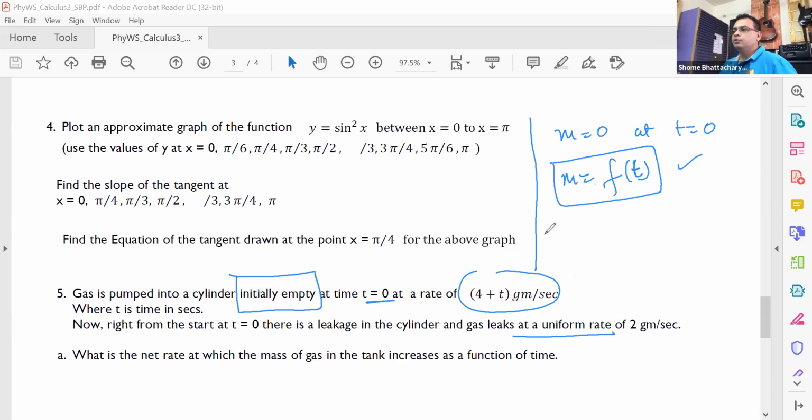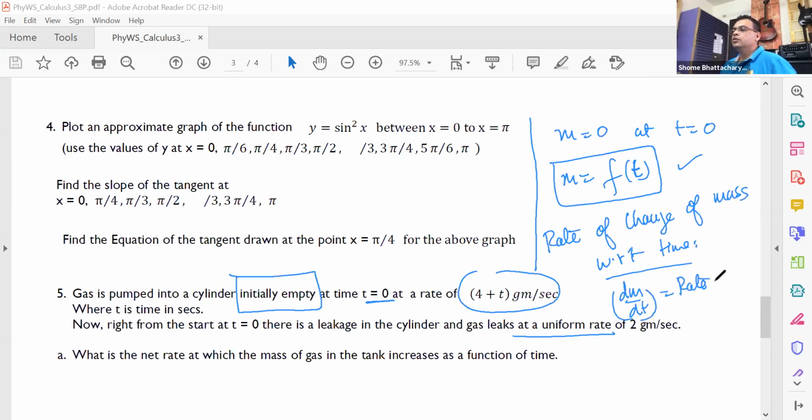Okay. Now if we talk about the rate at which mass is changing, the instantaneous rate of change of mass with respect to time, that we can write as dm by dt. That instantaneous rate will be logically what? It will be the rate of inflow via pumping, or the rate of pumping in gas, minus the rate of leakage. This makes logical sense.